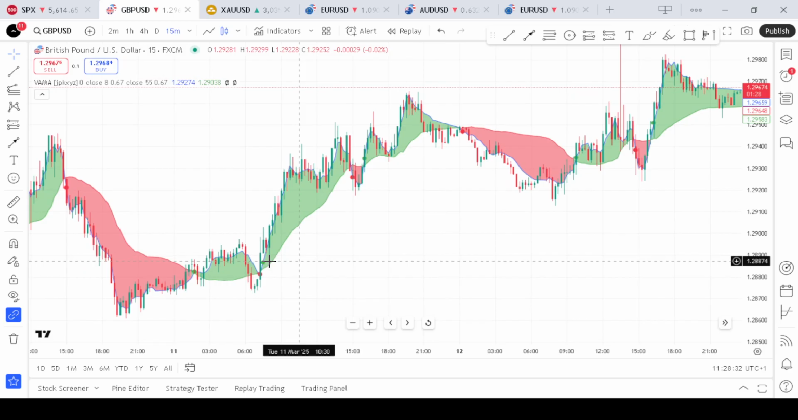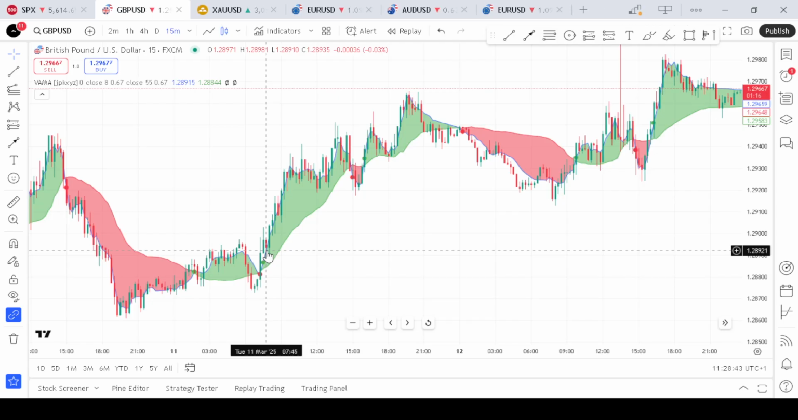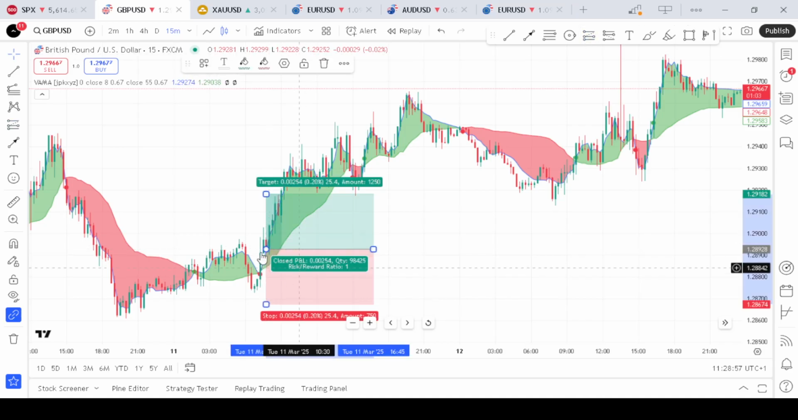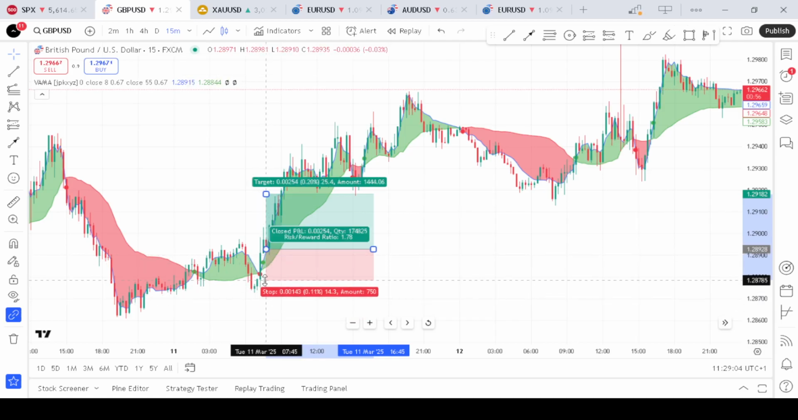So when we notice the fast moving VMA, and it pulls back to price for an uptrend, you look for the price to pull back to the fast moving EMA. So when price pulls back to this blue line, it signals our buying opportunity. We'll enter our buy trade in this area. When price pulls back to this blue line, which is the fast moving VMA, we would enter our buying opportunity.